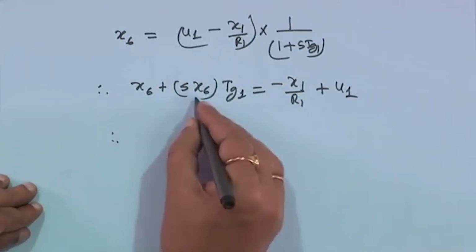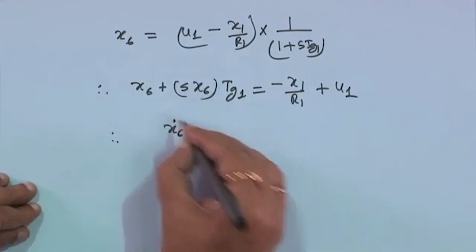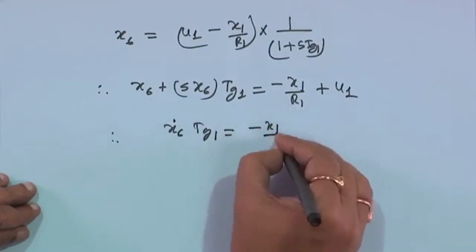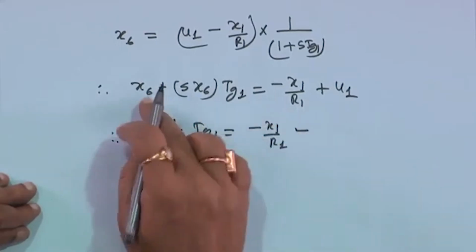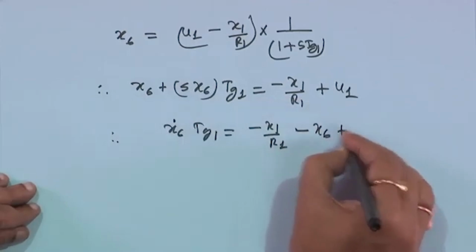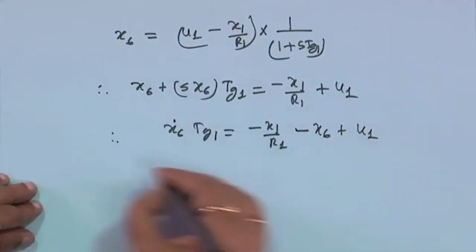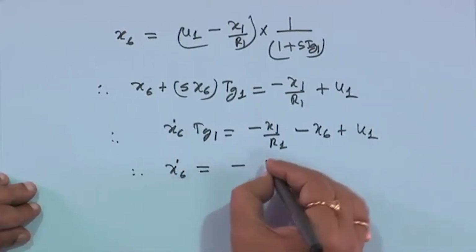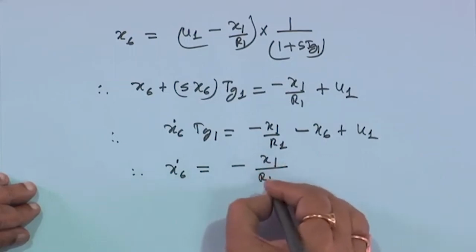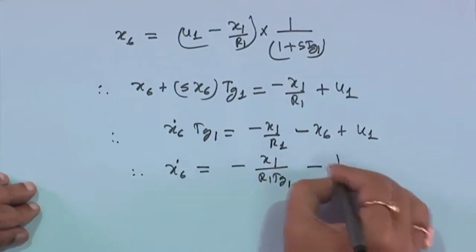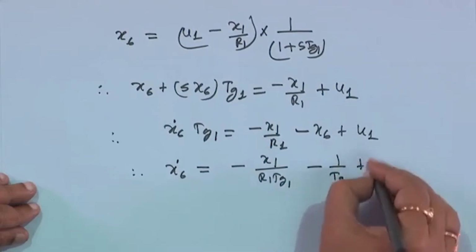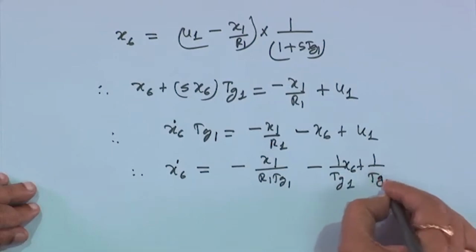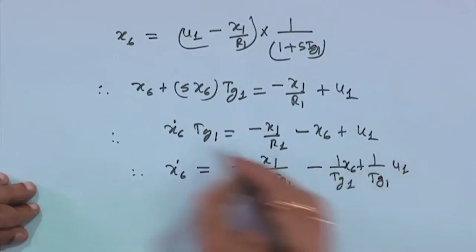That means we can write s·x6, which is x6 dot, times Tg1, is equal to, writing this one first, −x1/r1, minus, writing this one first, x6, plus u1. Therefore x6 dot = −(x1/(r1·Tg1)) − (1/Tg1)·x6 + (1/Tg1)·u1. So, this is the equation.